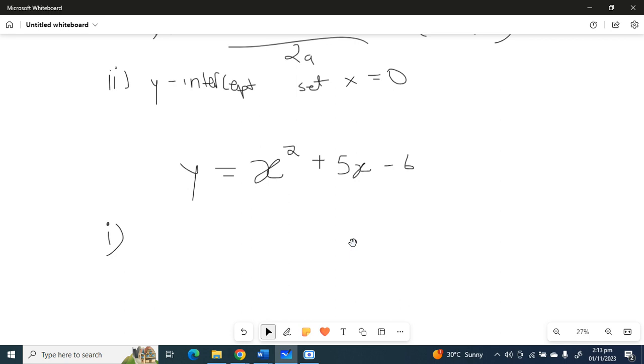First things first, list your a, b and c. In this case, a, the coefficient of x squared, is 1. b, the coefficient of x, is 5. c is negative 6.